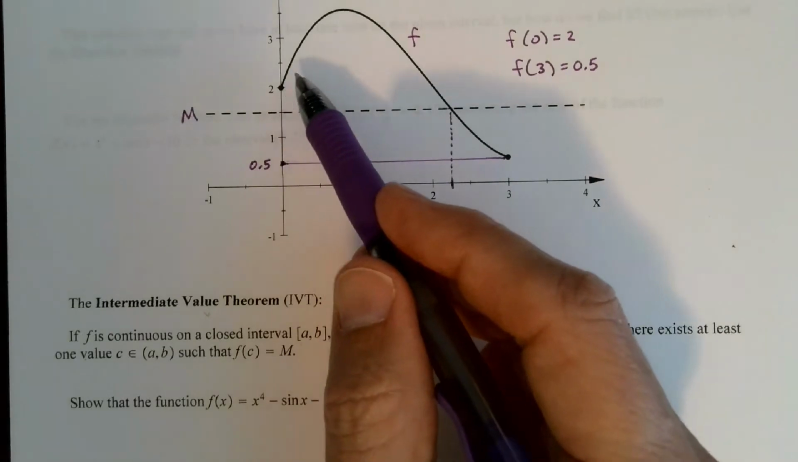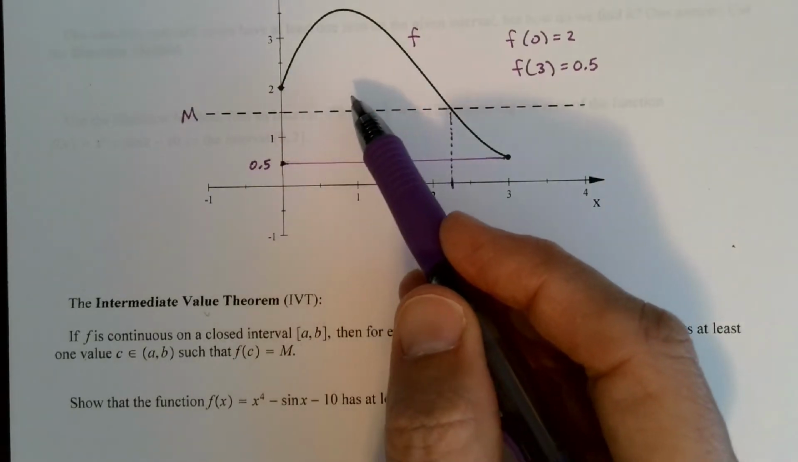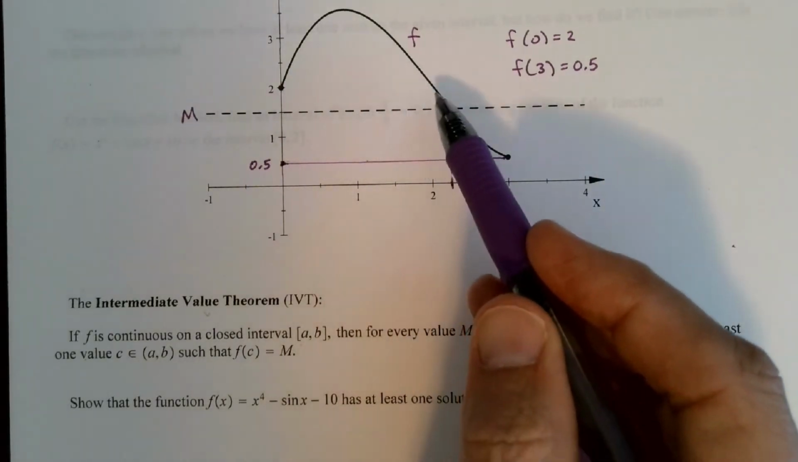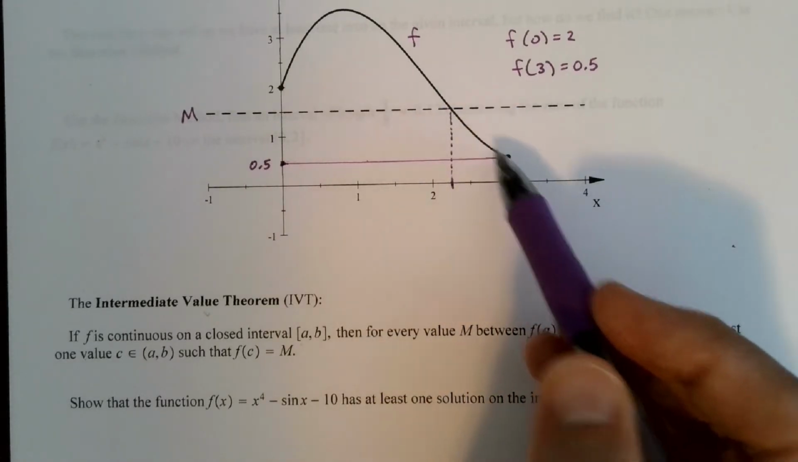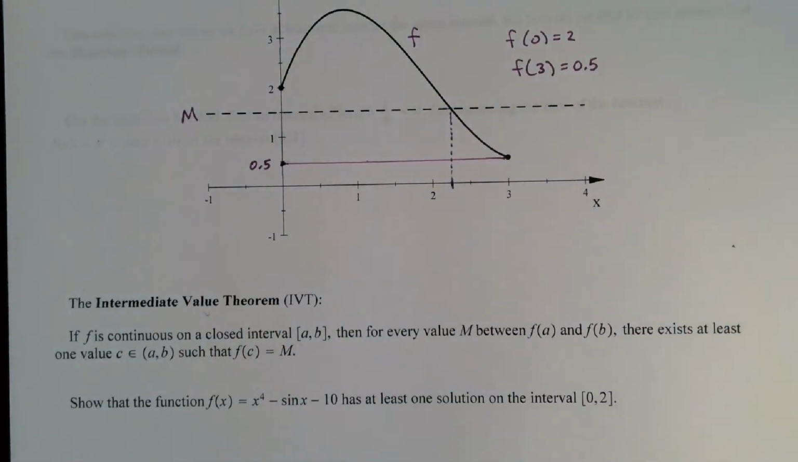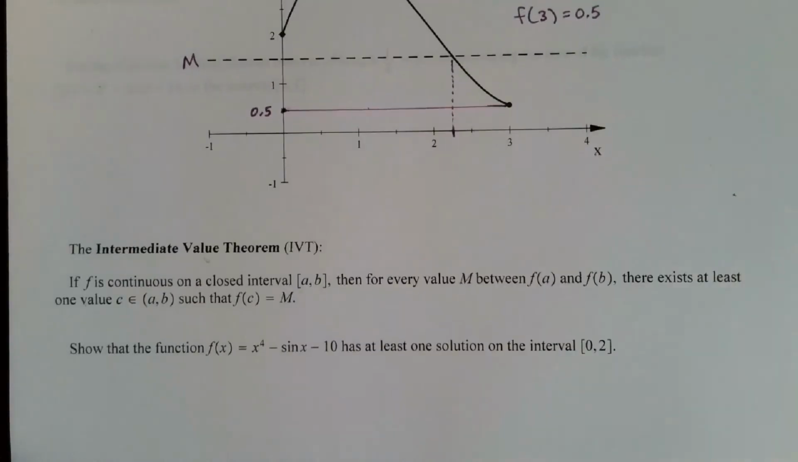I mean, I could have the function come down, sort of like a sine or cosine function, up and down a few times, and then get to that point. So it could be more than one, but there's at least one. And so the intermediate value theorem is an existence theorem.